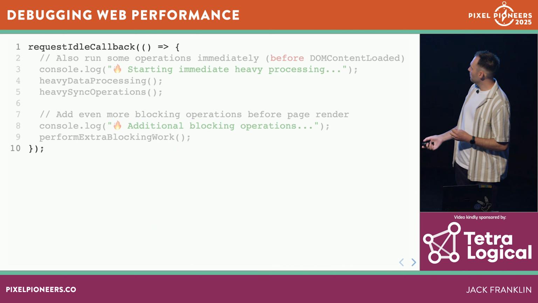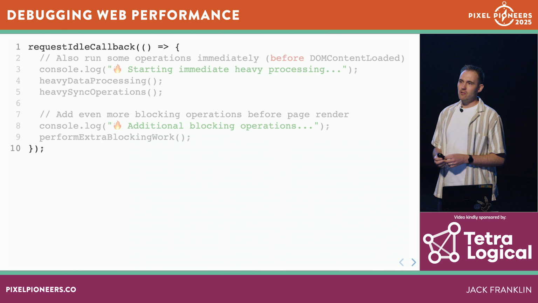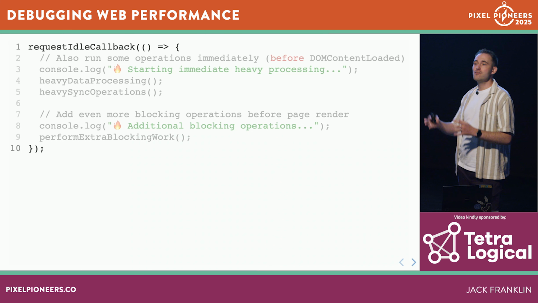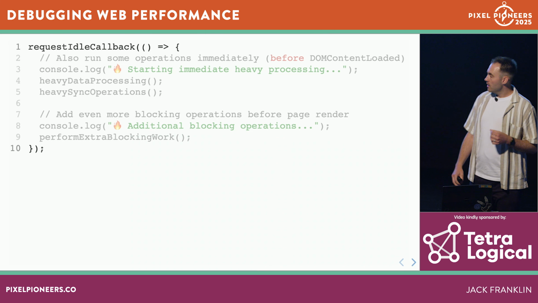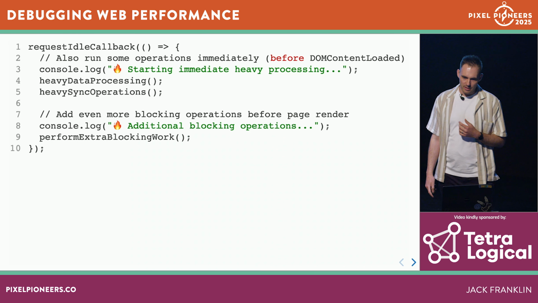So I can wrap this in a callback to request idle callback, which literally just tells the browser, hey, when you get a sec, could you run this for me? You can also give it a timeout if you need to make sure it happens by a particular time. But by doing this, we make sure that it will happen, but at the browser's convenience, not ours.